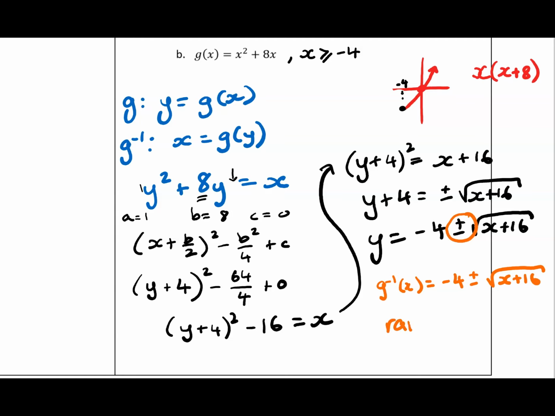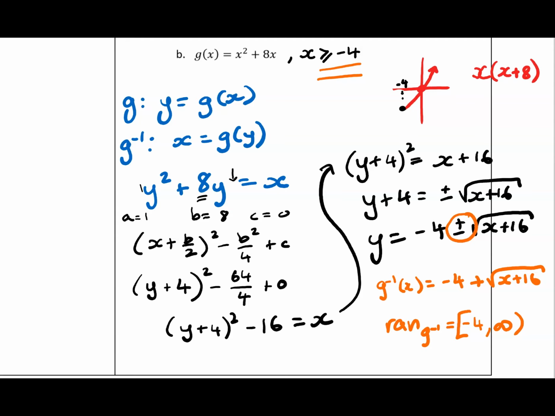I know that the range of the inverse must be negative 4 to infinity. So that means the lowest value I can have is negative 4, and I can only add something to that. I can only add value. It has to get bigger. So I can't subtract the square root, which of course is always positive. So that tells me that I had to use plus and not minus.